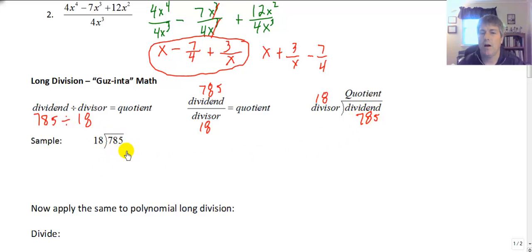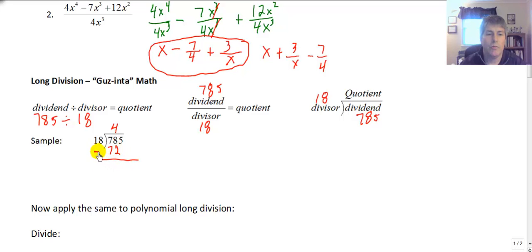So let's do an example of long division. And this is the gazinta math part. I'm going to start with long division. I have to ask myself, how many times does 18 go into 78? That's a really good question. It goes in 4 times. There's the goes into math, 4 times. What's 18 times 4? Well, we multiply back and get 72.